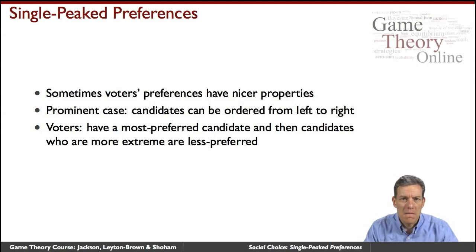Now, we can think of this in a political spectrum. You could also think of, how much tax would you like to have? Well, people might have an optimal tax rate and not like to have higher tax rates or lower tax rates, or what's the extent of some regulation. We can think of a series of different settings where we have a nice ordering over the alternatives, and people's preferences are going to have this property.